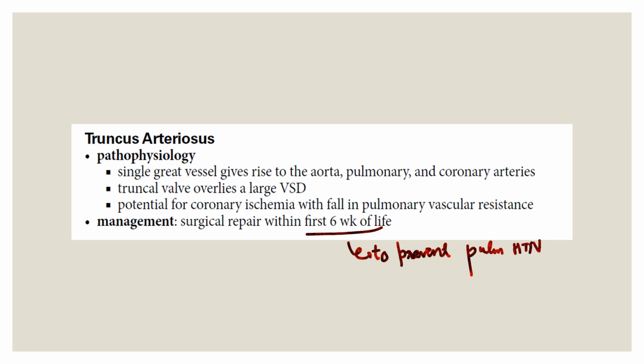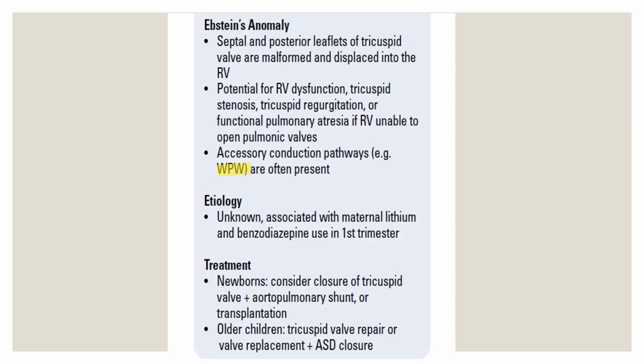Then truncus arteriosus. It is a single great vessel which gives rise to aorta, pulmonary and coronary artery. Okay, and the truncal valve overlies a large VSD. Potential for coronary ischemia with fallen pulmonary vascular resistance. Management is surgical repair within the first 6 weeks to prevent pulmonary hypertension. That is the most common sequelae of truncus arteriosus.